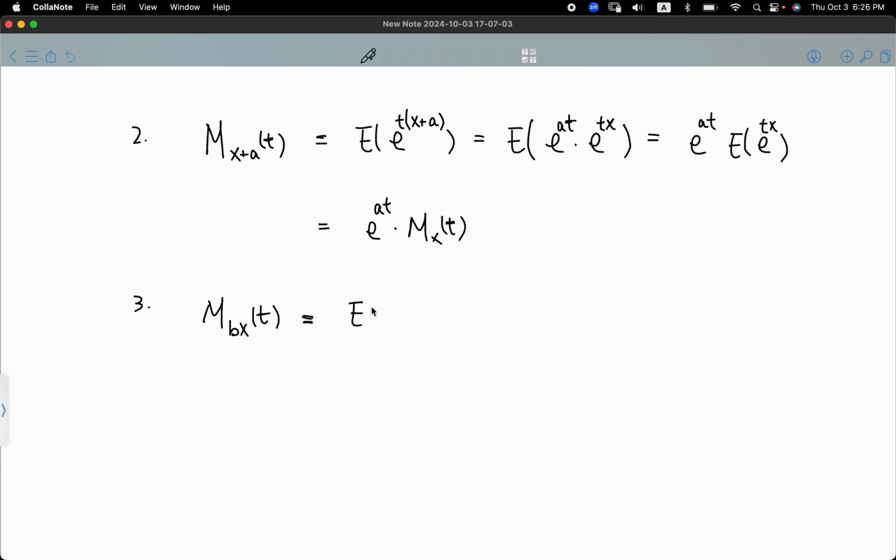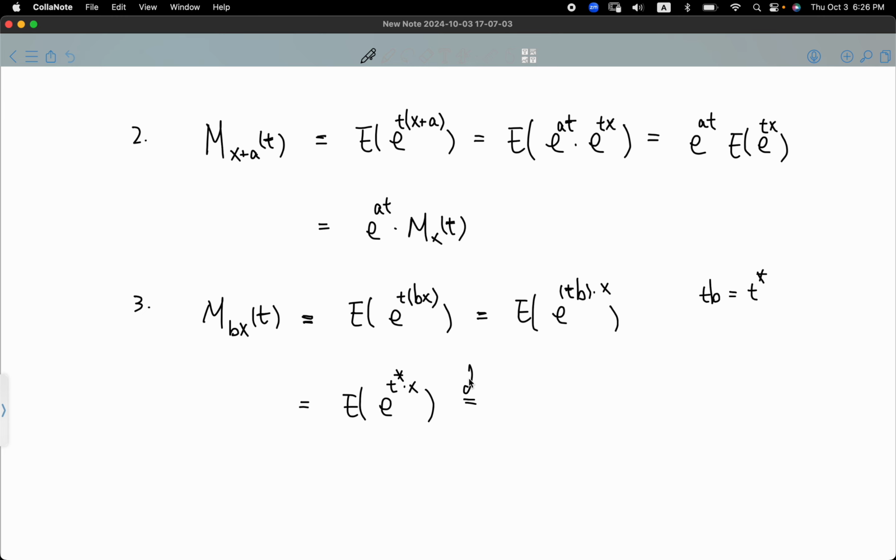Okay, so again we can use the definition. E of t multiplied by bx here. And now let me change the order in this way. E of t multiplied by b, and then group it in the parentheses, and then multiply by x. So now you can consider this t multiplied by b as your new t star. And this will give you the expected value for e raised to the power of t star multiplied by x.